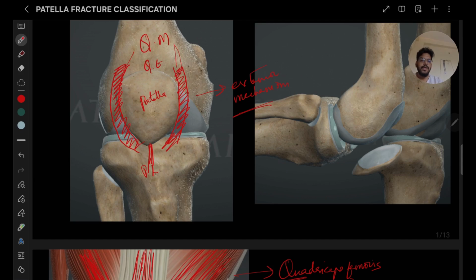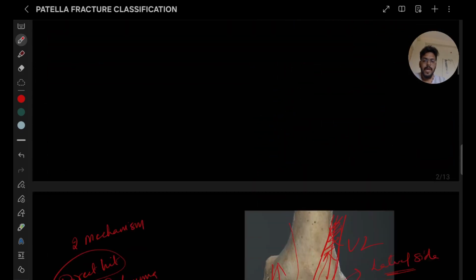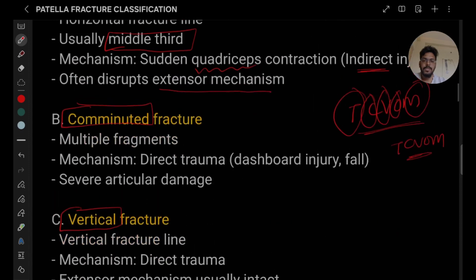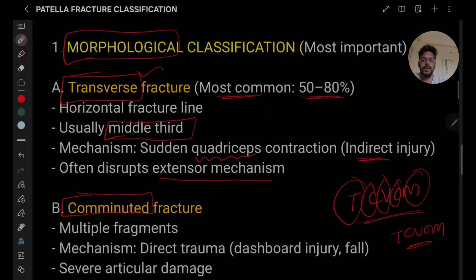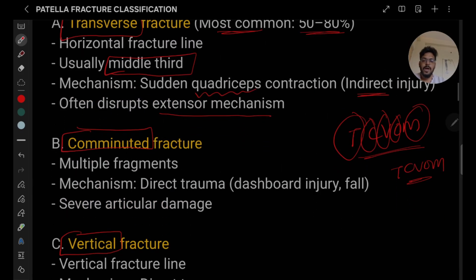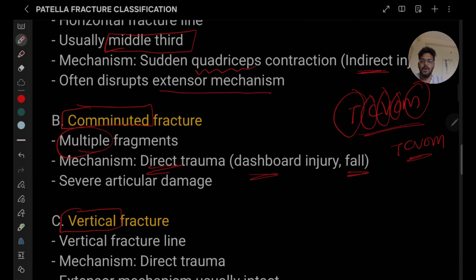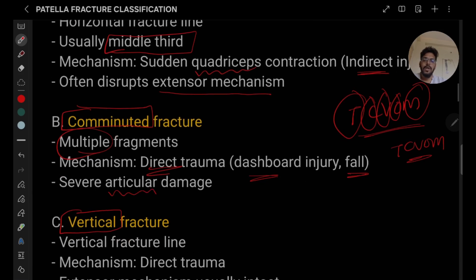Why is it called the extensor mechanism? Because the knee is extending with the help of this mechanism. So the extensor mechanism gets disrupted in the transverse patella fractures. In the comminuted patella fracture, there are multiple fragments and it is a direct trauma. It may be a dashboard injury or a fall on the ground, and there is severe articular damage to the patella.